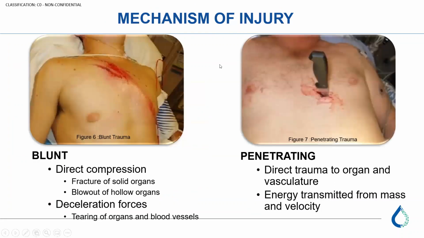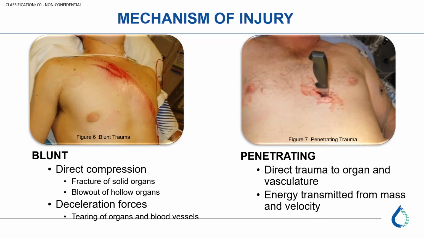Next, mechanism of injury. The mechanism of injury of thoracic trauma is divided into 2 parts: either blunt or penetrating trauma. Blunt trauma has 2 elements: either direct compression, wherein there is a fracture of solid organs, especially in motor vehicular accidents, or deceleration forces. A good example of deceleration forces is the shearing of the aorta, wherein the ligamentum arteriosum will be sheared and torn, and therefore the aorta will bleed.